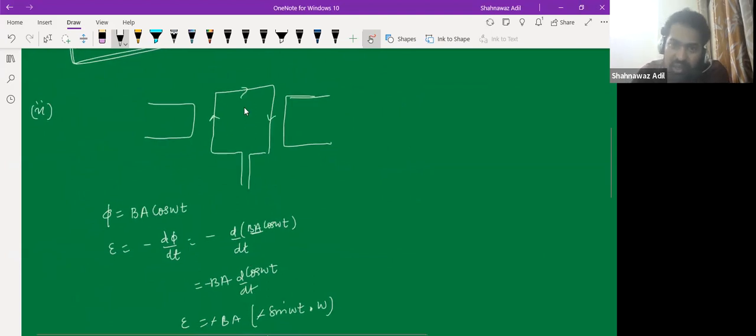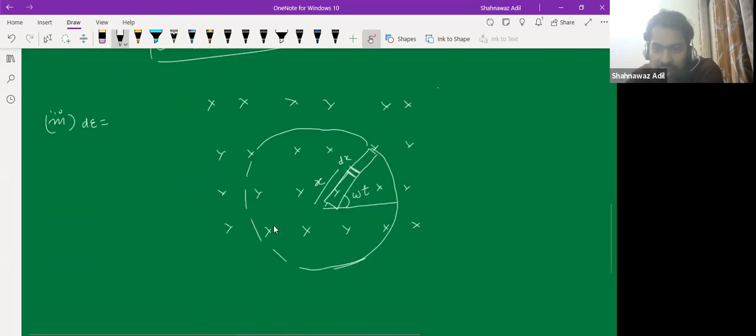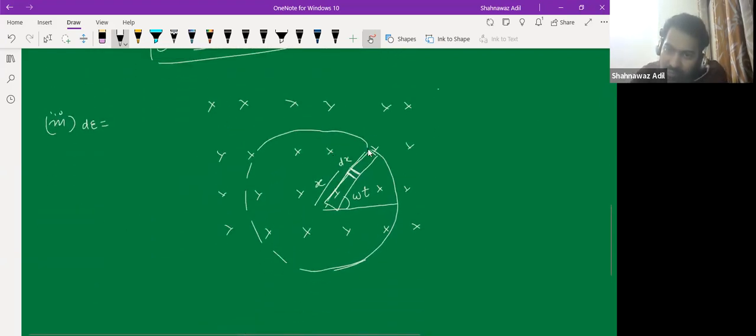And the other thing is that we have this coil, we rotate this coil. Due to that, we have this motional EMF, which is BA omega sine omega t. And the third one is that we have this rod and we move this rod in circular motion in the presence of this magnetic field. In that way also we can generate this EMF, and this small EMF would be how much? That would be B v, and this length is a small length dx. So this is the dx.